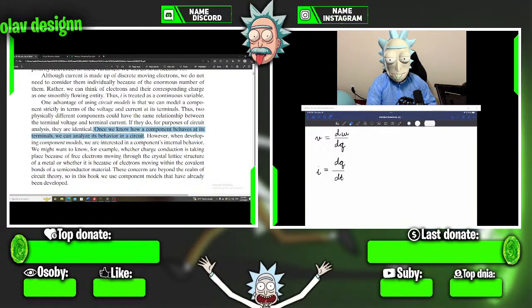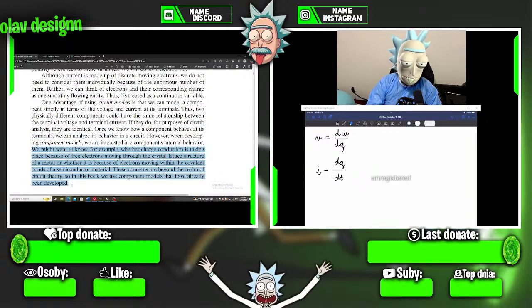However, when developing component models, we are interested in the component's internal behavior. So when you are making the component itself, you're interested in what it does on the inside. It's helpful for putting the component together, though not really helpful in my opinion for this course.